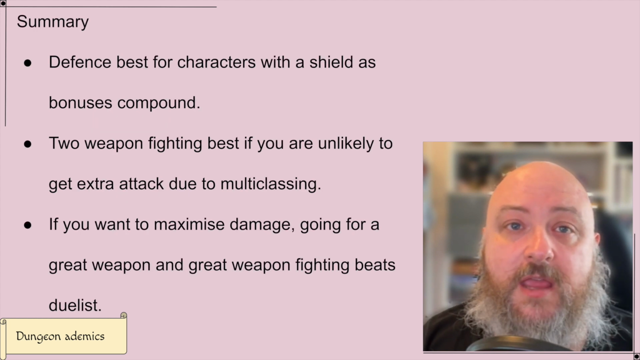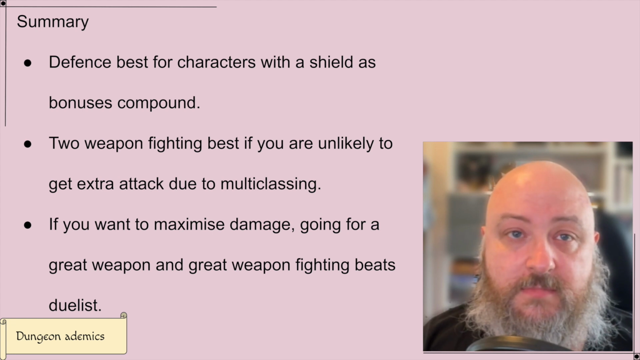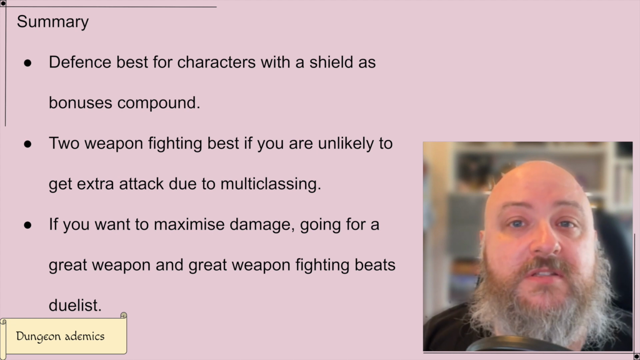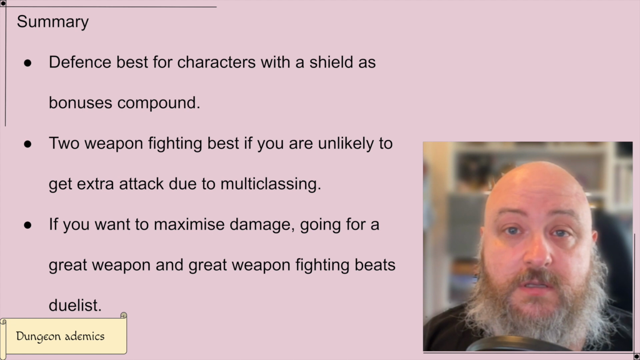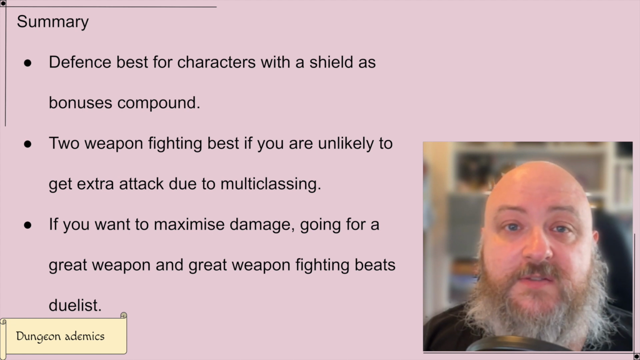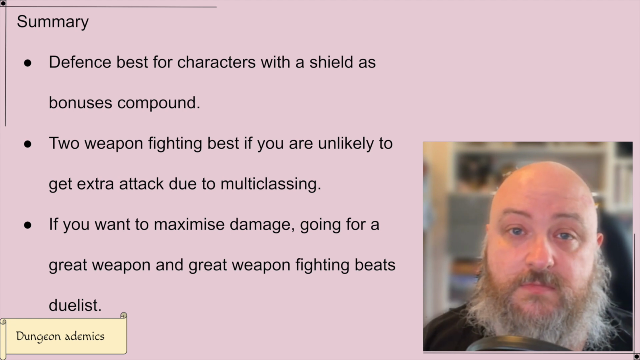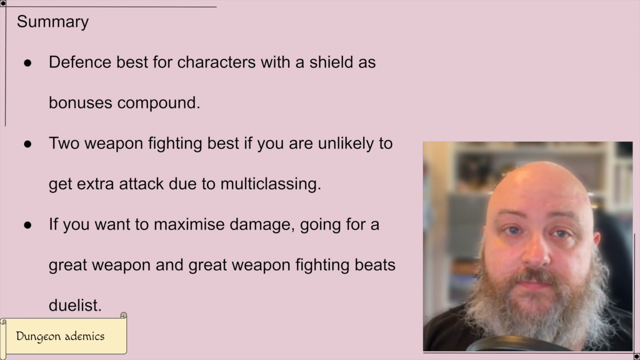After this aside, we can review all of the fighting styles we have looked at. Defense is best for characters with a shield. Bonuses for armor class compound for each subsequent bonus. 2 weapon fighting is best if you are unlikely to get an extra attack from other sources. Great weapon fighting is a massive boost for damage if you build for it.